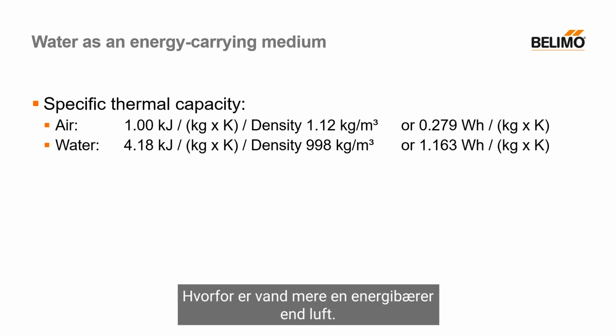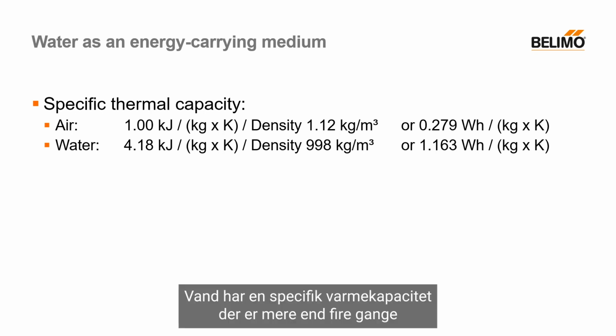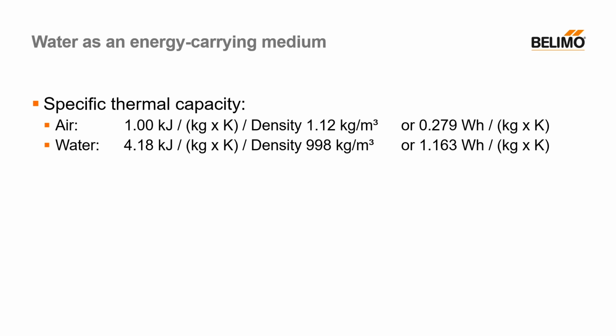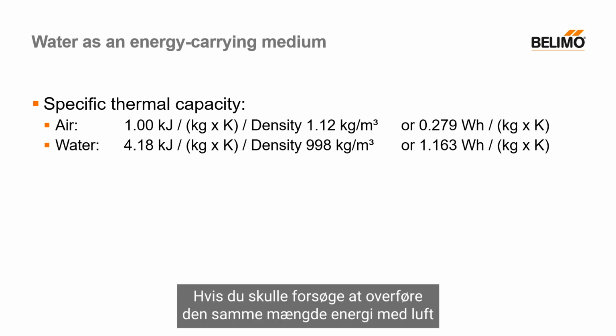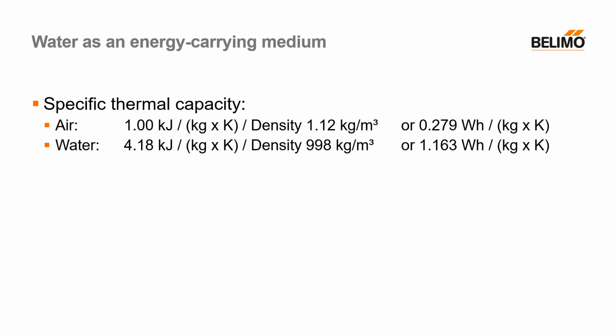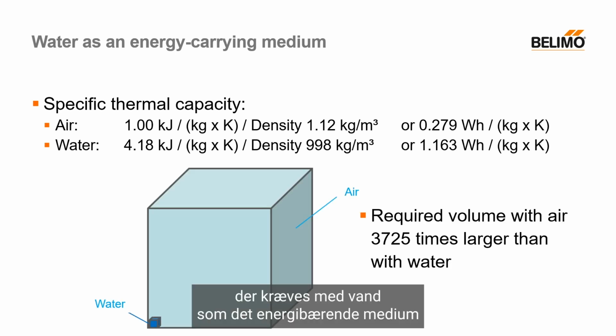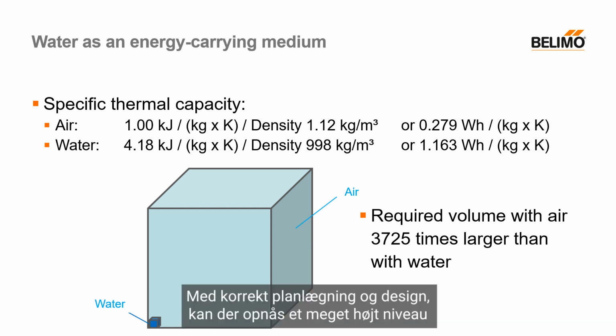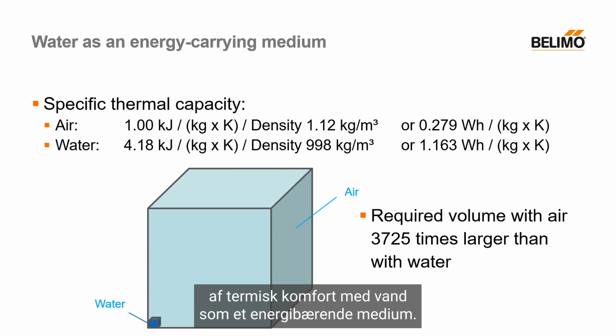Why water as an energy carrier, rather than air? Water has a specific thermal capacity that is more than 4 times larger, and a density that is more than 900 times that of air. If you were to attempt to transfer the same quantity of energy with air as with water, you would require more than 3,700 times the volume of air. The pipe cross-sections required with water as the energy-carrying medium are significantly smaller than with air. With correct planning and design, a very high level of thermal comfort can be achieved with water as an energy-carrying medium.